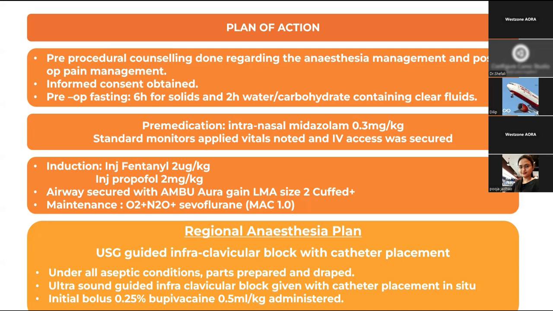An airway was secured by Ambu Aura LMA size 2 cuffed. And maintenance was given by oxygen, nitrous, and sevoflurane, maintaining a MAC of 1. Now, the regional anesthesia plan was an ultrasound-guided infraclavicular block with catheter placement, which was done under all aseptic precautions. And after the placement of catheter, an initial bolus of 0.25% bupivacaine, 0.5 ml per kg was administered.